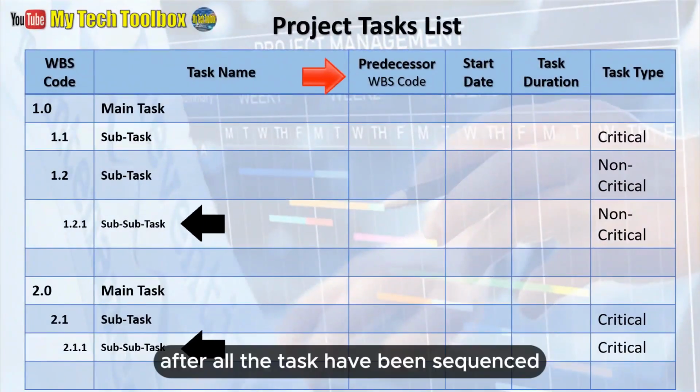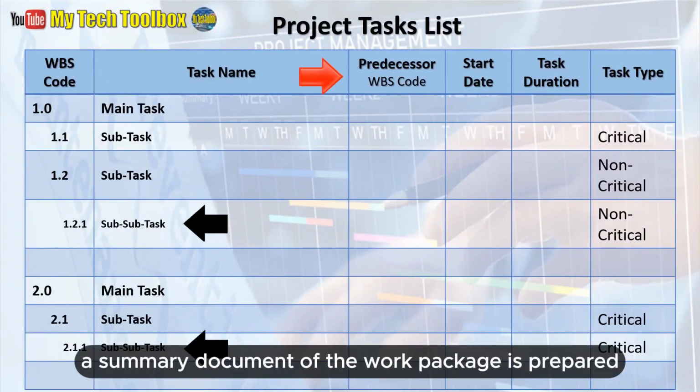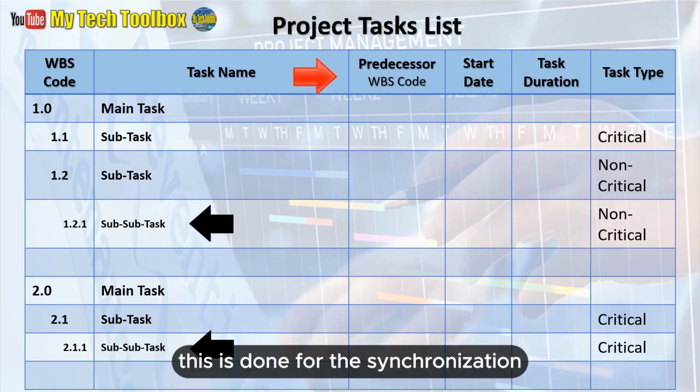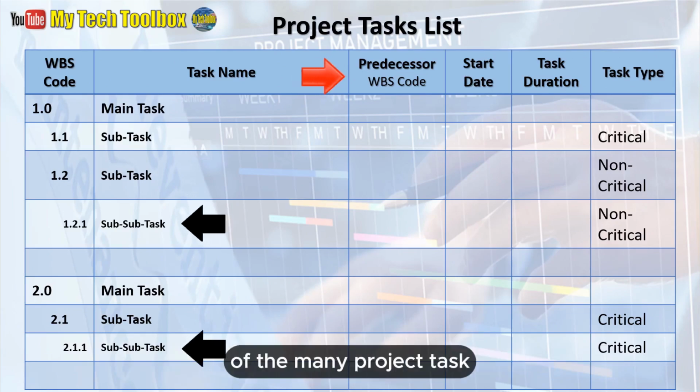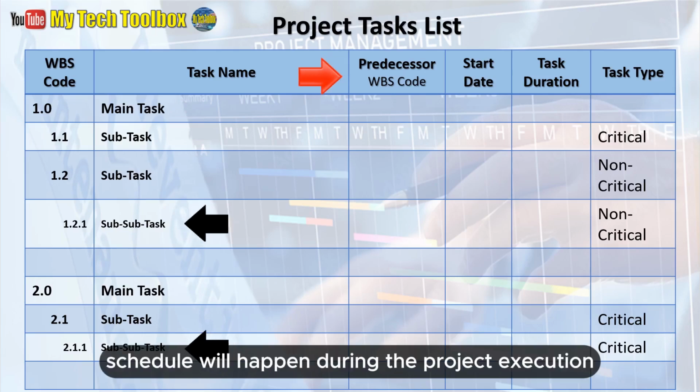After all the tasks have been sequenced and their relationships initially established, a summary document of the work package is prepared and forwarded to the scheduling process. This is done for the synchronization of the many project tasks to ensure that no conflict of task schedule will happen during the project execution.